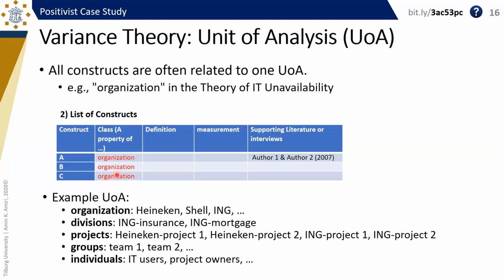That means you want to create a theory about an individual. You want to create a theory about an organization. You want to create a theory about a division. You want to create a theory about a project or a group. So usually this must be one thing, one of these items that I mentioned. And these are just examples for the items that you see here.